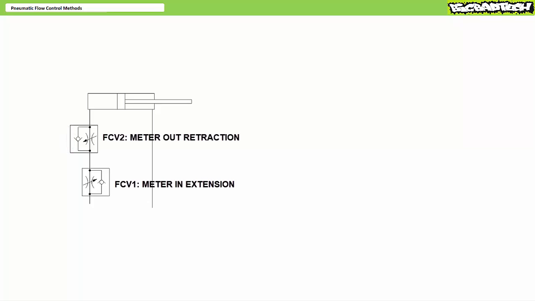Flow control valve 2, in contrast, establishes a meter-out retraction arrangement by forcing air exhausted from the cap end during retraction through the narrow restriction. During retraction, flow control valve 1 would be bypassed. One would adjust flow control valve 2 to dial in retraction speed.